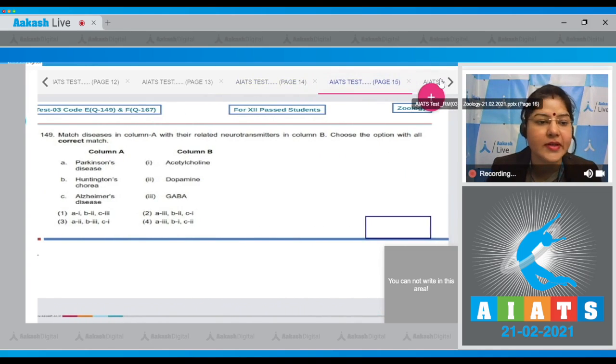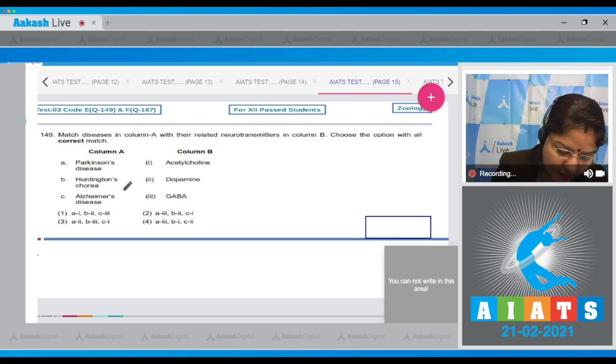Question number 149. Match diseases in column A with their related neurotransmitters in column B. Choose the option with all correct matches. Parkinson's disease is due to deficiency of dopamine. Huntington's chorea is due to deficiency of GABA. And Alzheimer's disease is due to deficiency of acetylcholine.